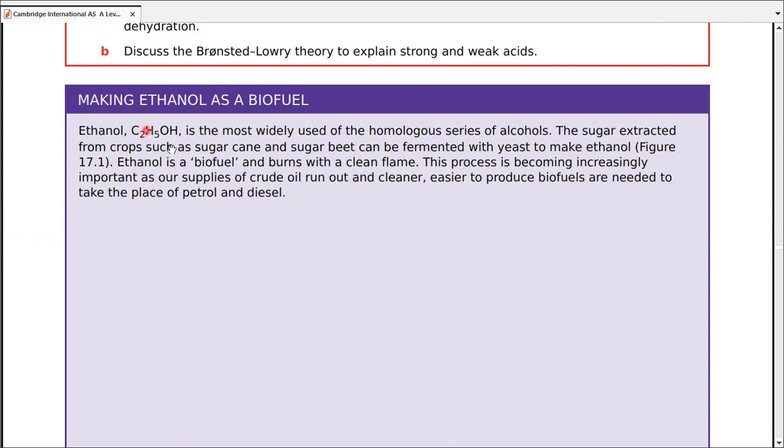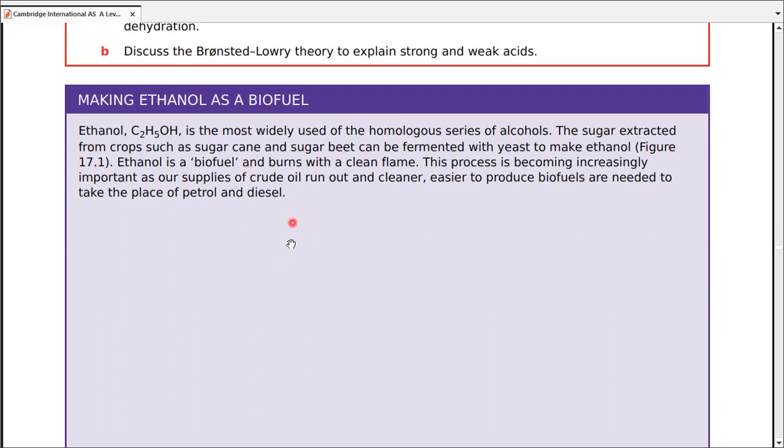So ethanol, C2H5OH, is the most widely used alcohol of the entire homologous series of alcohols, and usually crops like sugarcane and sugar beet are fermented, though many of the fruits are also converted into alcohol, grapes being one on the top of the list. But most of the time, in most of the countries, since sugarcane and sugar beet come as cheap crops, we ferment them to convert them into ethanol.